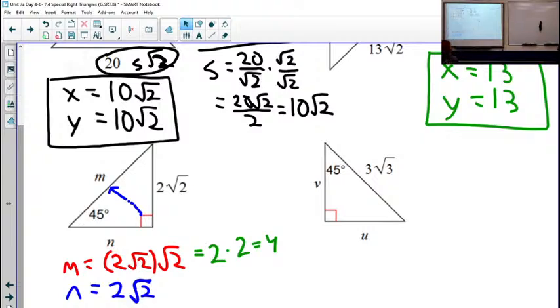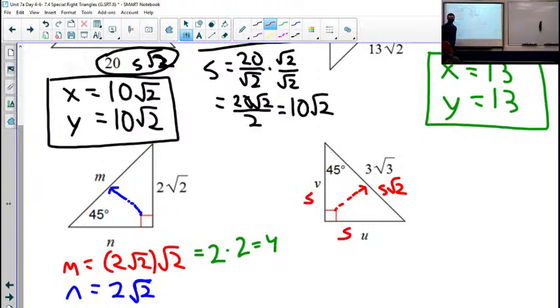Last one, and I'm going to walk through the steps here. So we're going to label with our pattern. Our hypotenuse is across from our right angle here. Our hypotenuse should have a square root of 2 tacked onto it. And then my other 2 sides should match. My 2 legs should match with each other. So once I know one, I know the other.